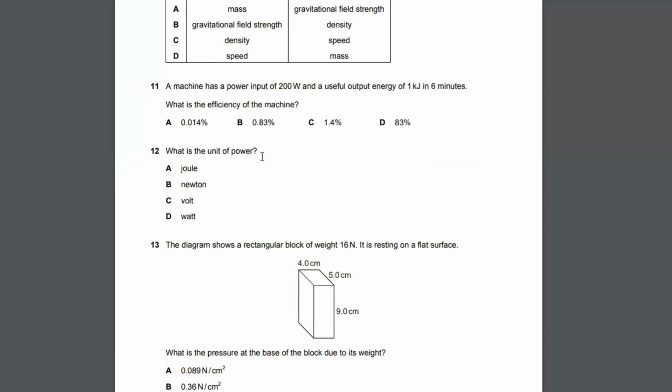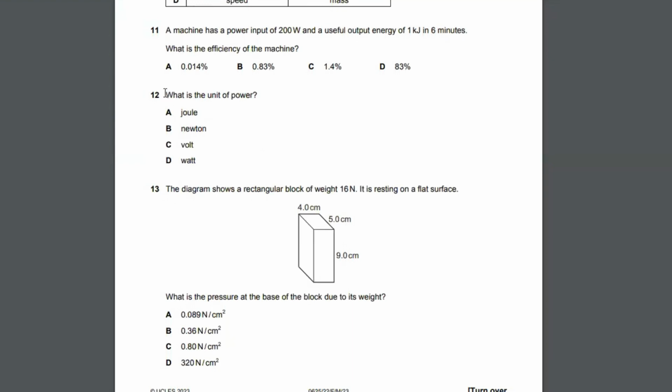C is the answer for 11. 12th is, what is the unit of power? Now, as we just saw, power is energy transferred per unit time. It is joule per second or watts. So the answer is found in here, 200 watts. What is the unit for power? Or you can also use joule per second.